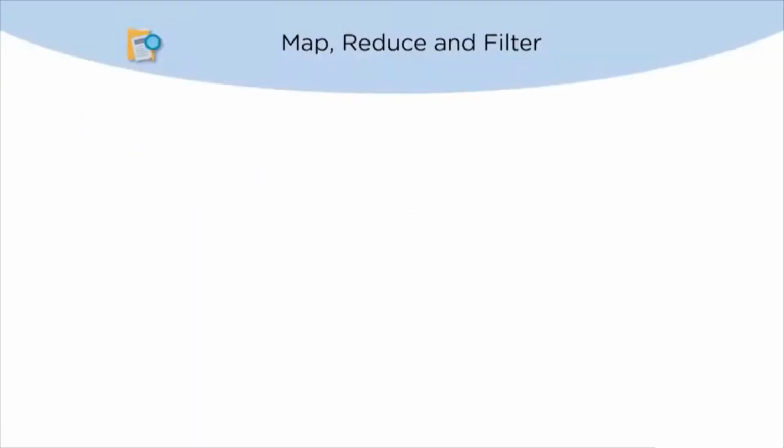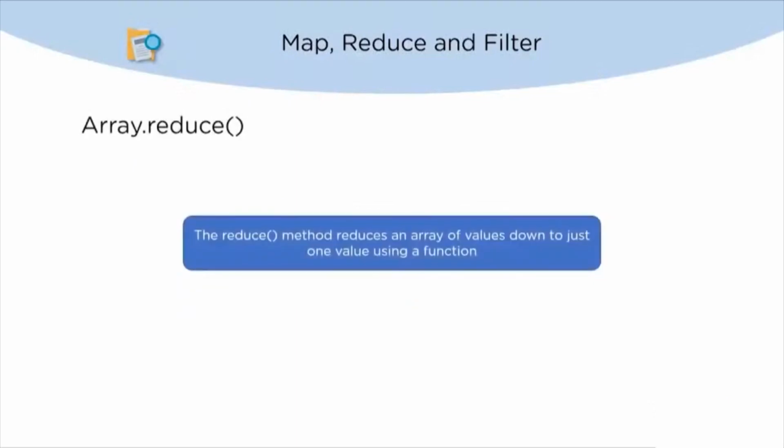Okay. Moving on. The next method is the reduce method. Now the reduce method reduces an array of values down to just one single value. Now to get the output value, it runs a reducer function on each element of that array. Okay, now this method does not reduce the original array again. So let's go back to our VS Code.